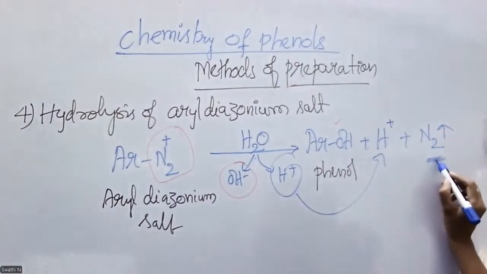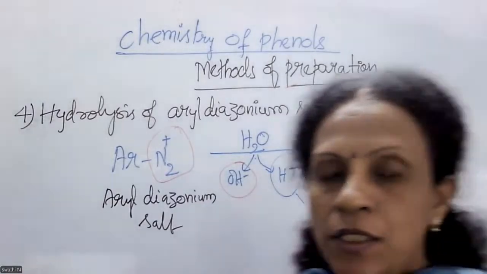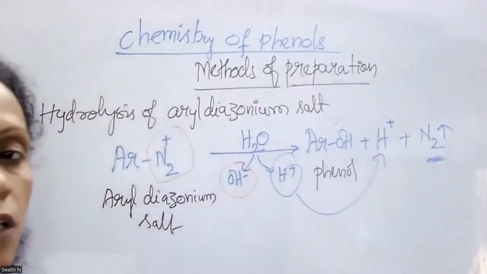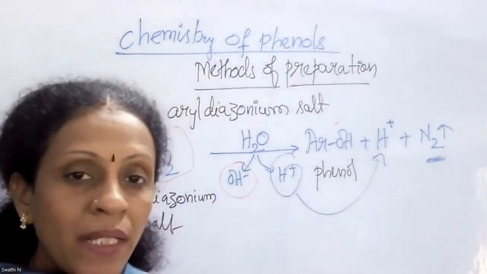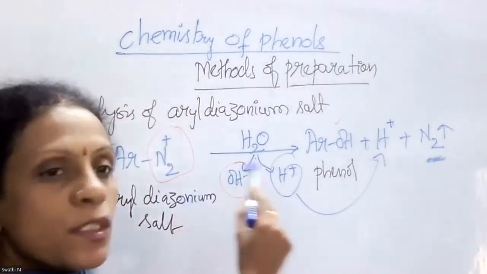So there will be liberation of nitrogen gas in this particular reaction. This is known as hydrolysis of diazonium salts. In this way, even by the hydrolysis of diazonium salts, we can obtain phenol.